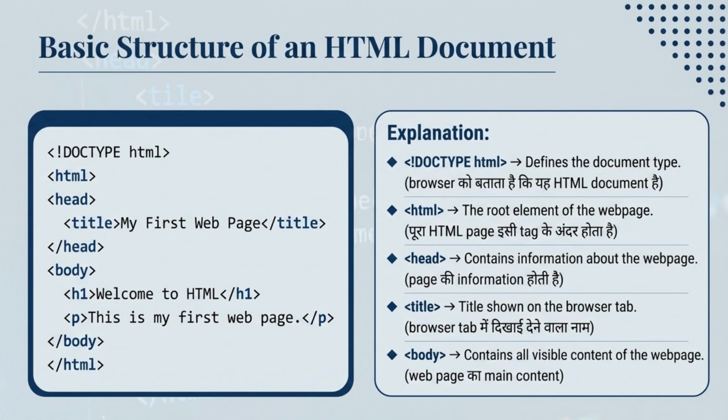The basic structure of an HTML document includes the doctype declaration and tags like HTML, head, title, and body. The body tag contains all visible content of the web page.